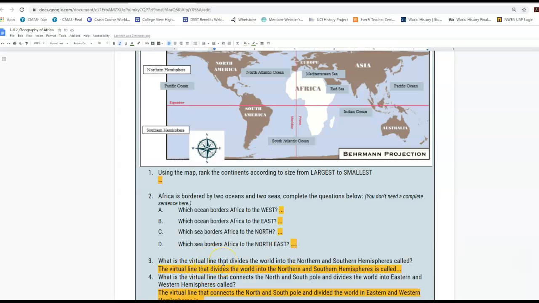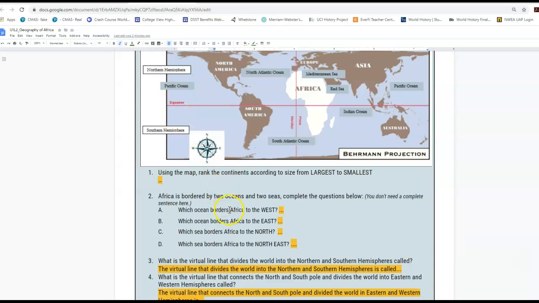Number 3, what vertical line divides the world into the northern and southern hemisphere? So what's the line that cuts it in half from north and south? You would find that answer right here.